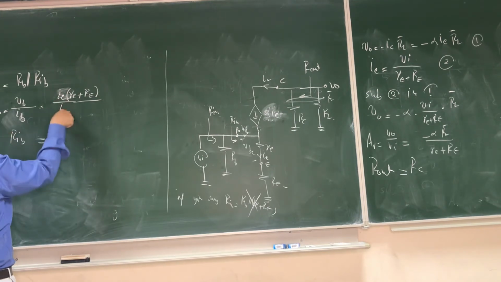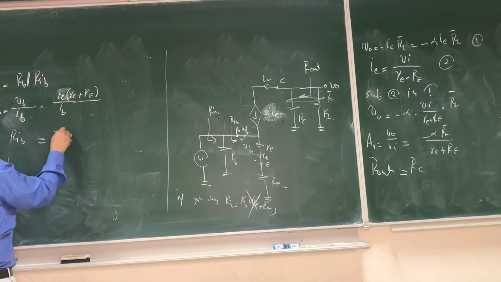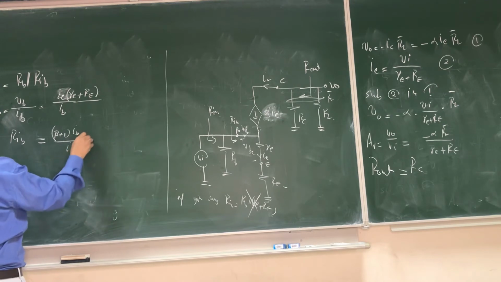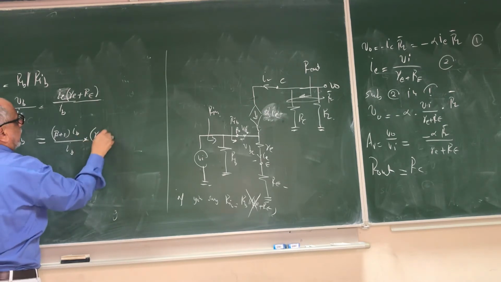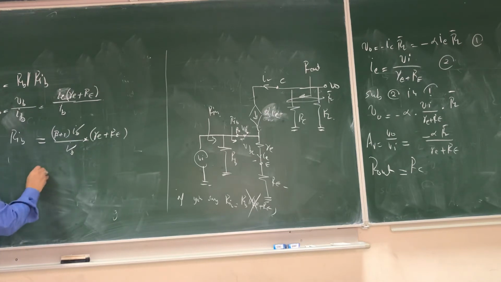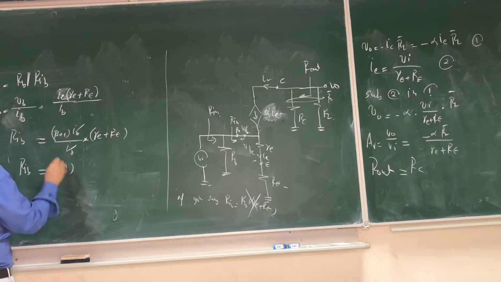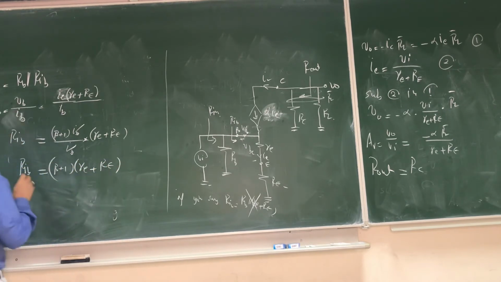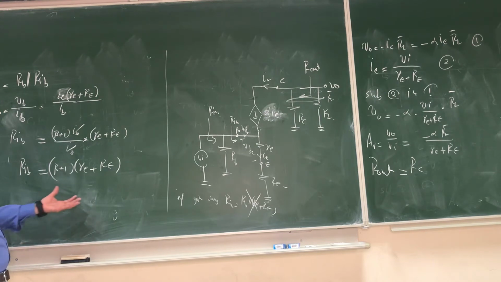We want to relate these two. IE equals (beta plus 1) times IB, divided by IB times RE plus RE. So you can see IB cancelled, and we have (beta plus 1) into RE plus RE. Now this we have to use in series with RB, and we'll get the input resistance. And this we call the reflected impedance.